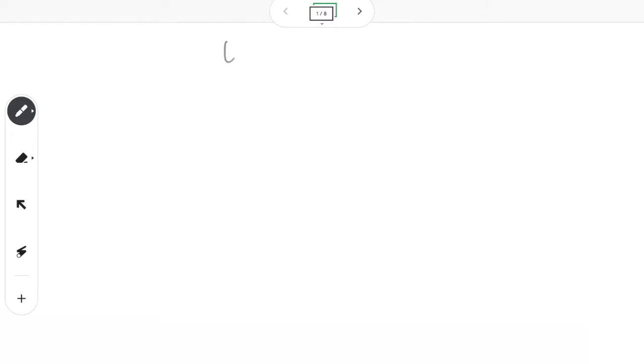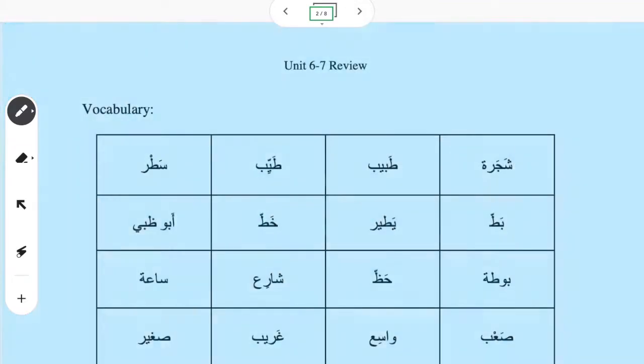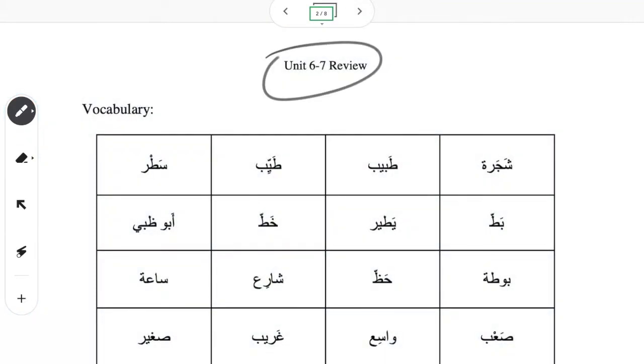Ahlan wa sahlan. Welcome. We are going to be doing a review today for Unit 6 through 7. And in this review, we're going to go over the handout that I posted that's called Unit 6-7 Review.